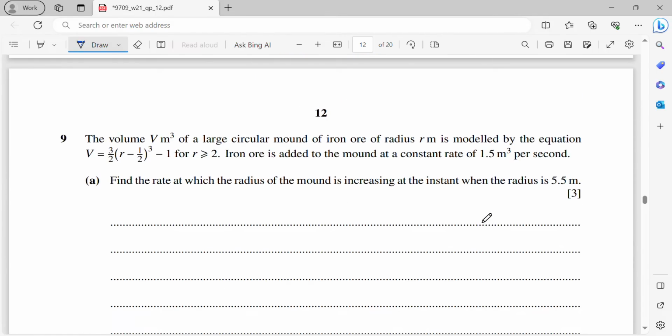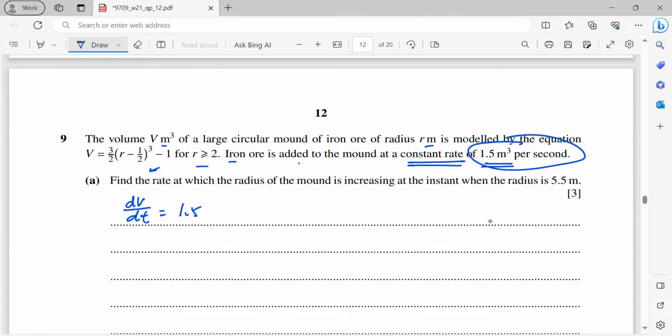Right? So now for question number 9, the volume V meter cube of a large circular mound of iron ore of radius r meter is modeled by the equation. This is the volume V for r at least 2. Now it's mentioned that the iron ore is added to the mound at a constant rate of 1.5 meter cube per second. So when you look at the units here, this is dV over dt, because the meter cube is volume and the second means the time.